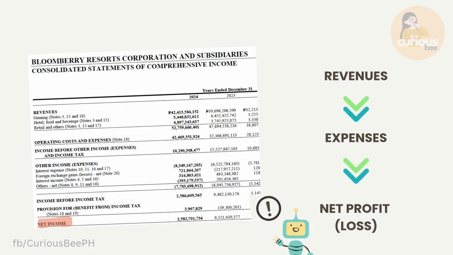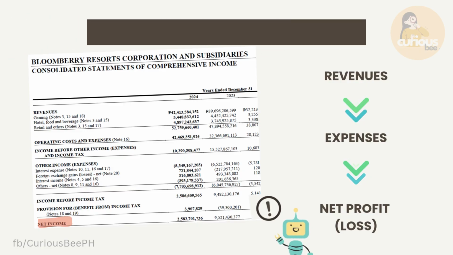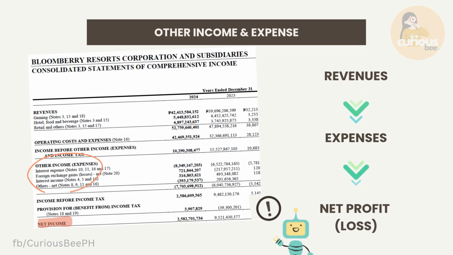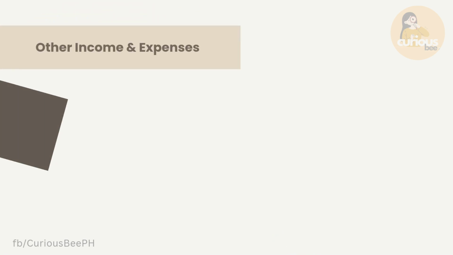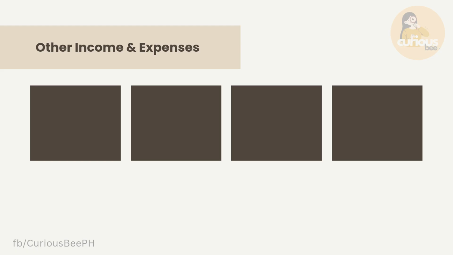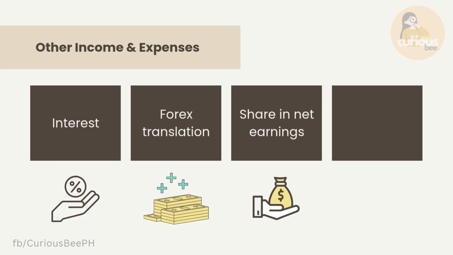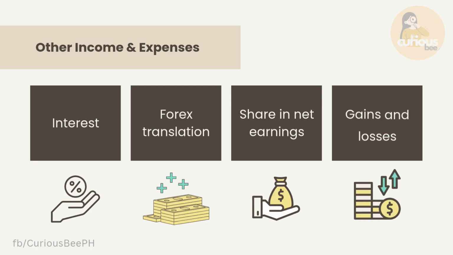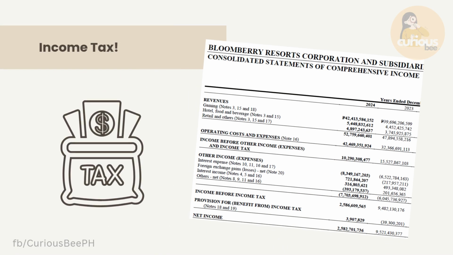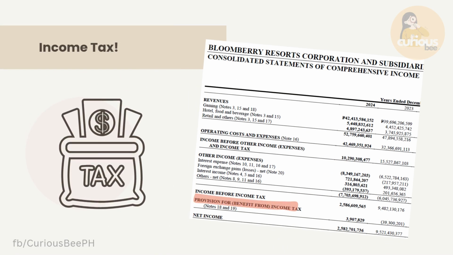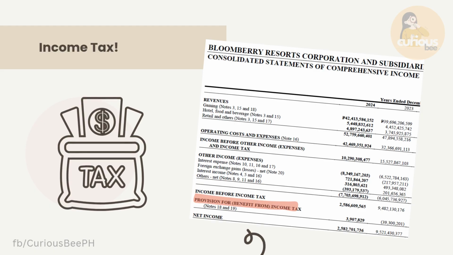But wait, before reaching the net income, there is a section in the income statement for other income and expenses. These are P&L items that are incidental to business operations, like interest income and interest expense, foreign currency translation gains and losses, share in the net earnings of associates and joint ventures, and all other gains and losses that cannot be classified under operating revenues and expenses. Lastly, there's income tax. This is the last deduction in the income statement before reaching the bottom line net income.